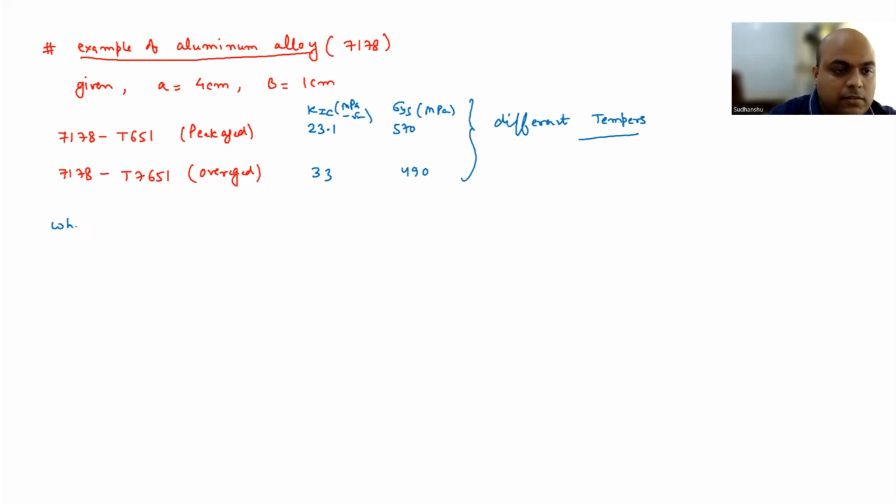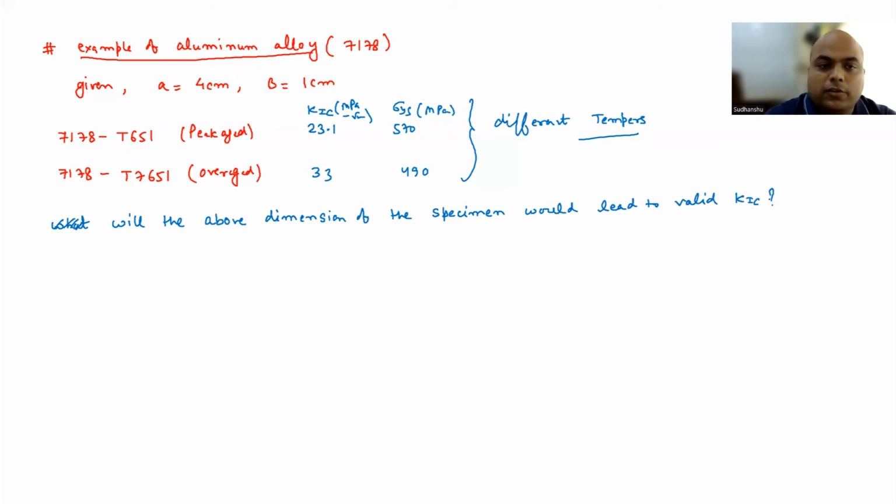So the question is, will the above dimension of the specimen lead to a valid K1C? So we have been given dimension as A and B. The values are given. We know what is sigma ys. K1C is also given. So we have to see whether this dimension of the compact tension specimen, so this specimen is again CT, will lead to a valid K1C. Okay. So let's do that.